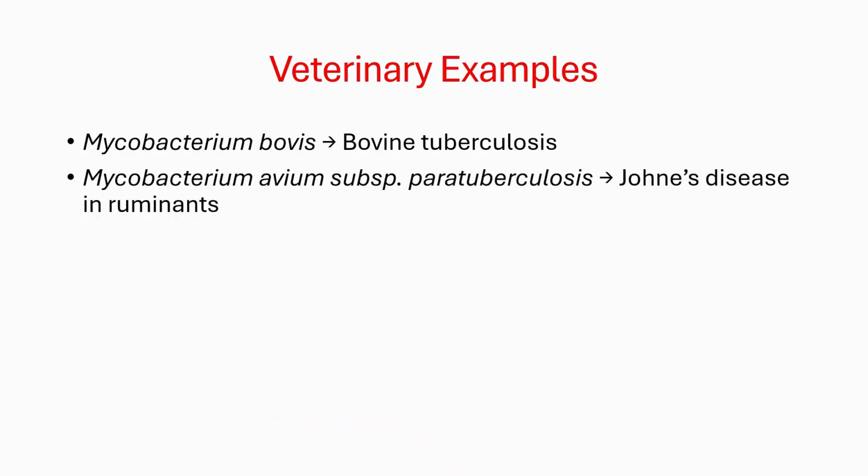In veterinary practice, acid-fast staining helps detect tuberculosis in cattle caused by Mycobacterium bovis and Johne's disease in sheep, goats and cattle caused by Mycobacterium avium subspecies paratuberculosis. Some bacteria like Nocardia are partially acid-fast and may show a mixed staining pattern. Acid-fast staining is a very simple but powerful technique to detect bacteria resistant to ordinary stains. In veterinary diagnostics, it's key for diseases like bovine TB and Johne's disease, helping vets make accurate diagnoses.